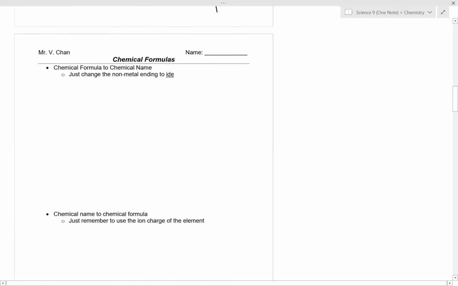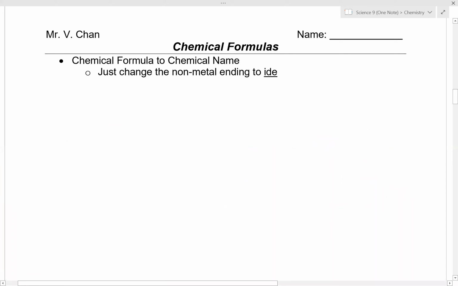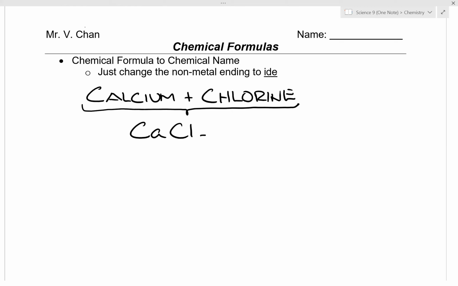Now, for going from formula to chemical name, you just change the non-metal ending to IDE. So let's say for the 2 examples we just gave you. For calcium and we had chlorine, from the previous example, we found that it was CaCl2. And if we were to name it, it would be calcium chloride.